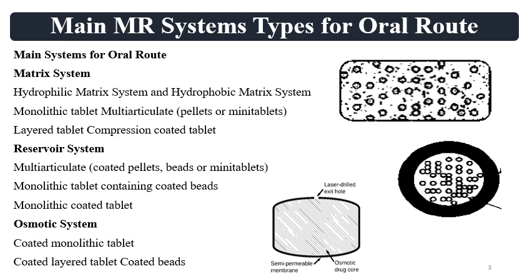The third one is osmotic system. Generally, these are monolithic tablets which are coated with the semi-permeable membrane, or these may be push-pull type of system in which a bilayer tablet is coated with the semi-permeable membrane. The push layer doesn't contain the drug, the pull layer contains the drug. So these are also available as coated layer tablets and coated or layered beads.